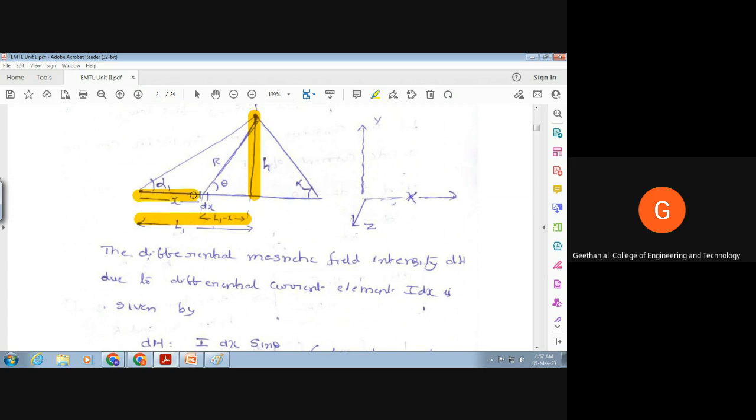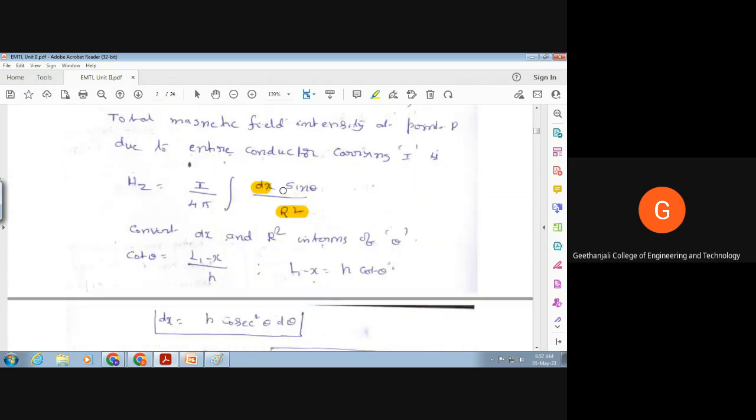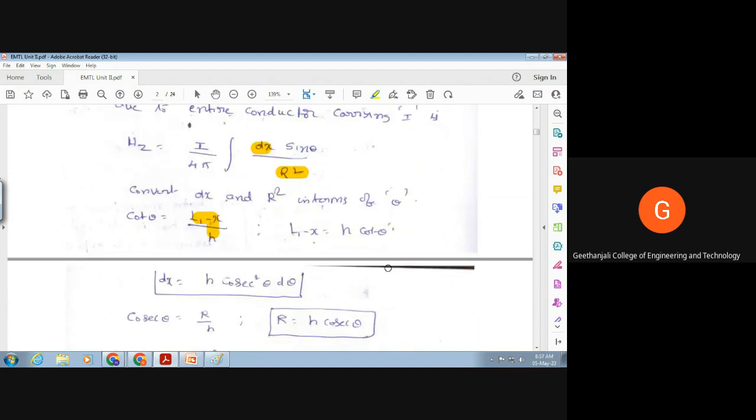So this distance is x. So naturally this distance must be L1 minus x. When you take this triangle, what is cot theta? Cot theta is equal to L1 minus x divided by h. So L1 minus x is equal to h cot theta. If I differentiate both sides, dx is equal to minus h cosecant square theta d theta. When you cancel out that minus sign, dx is equal to h cosecant square theta d theta.